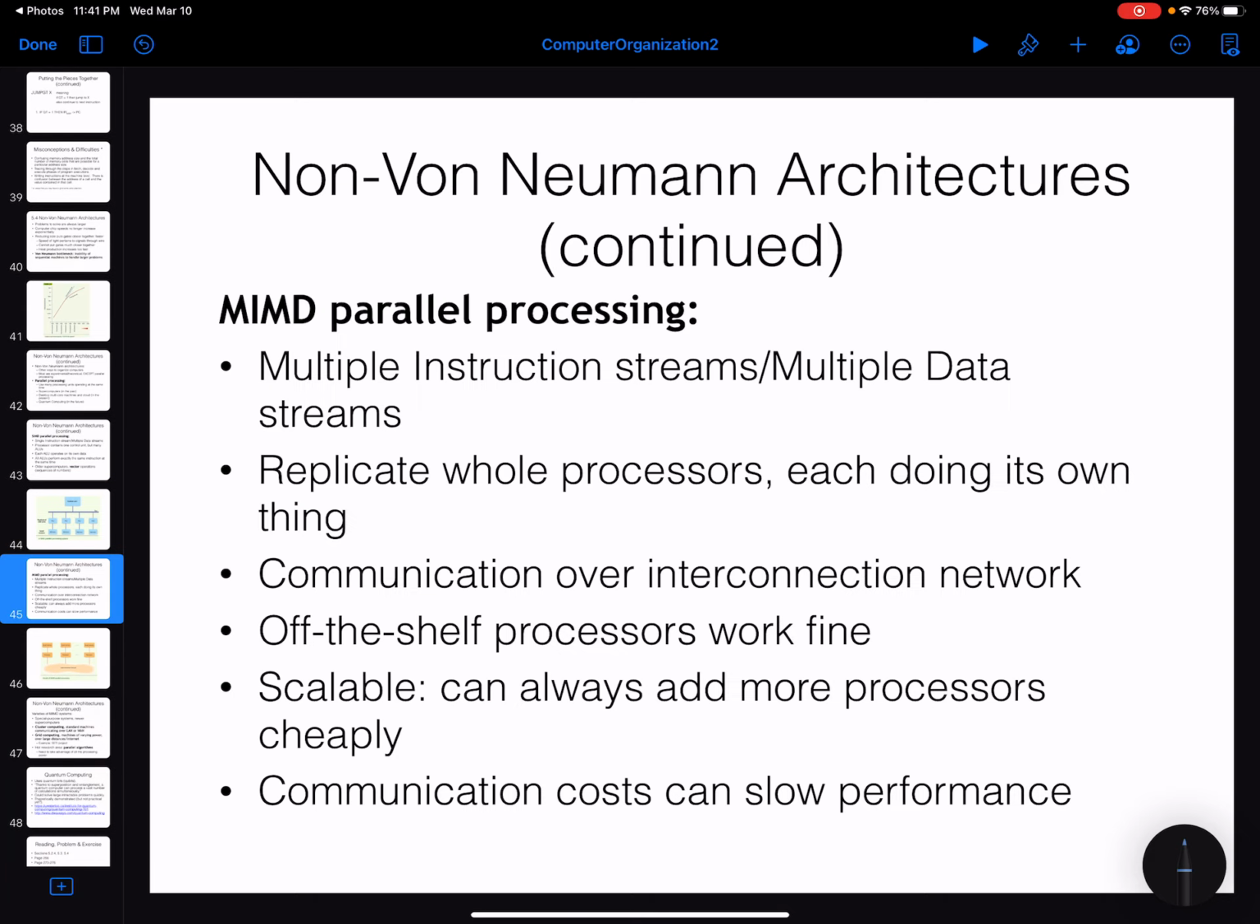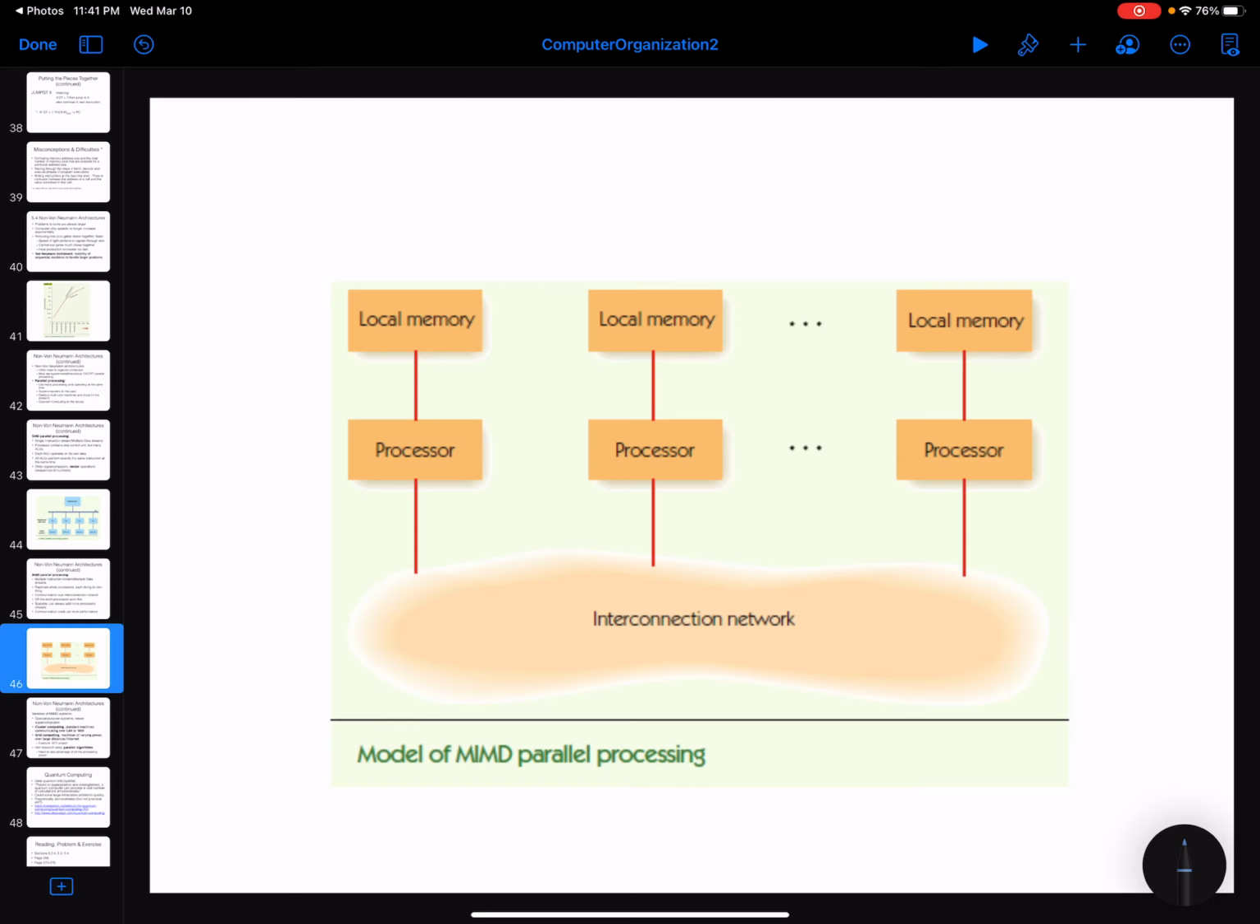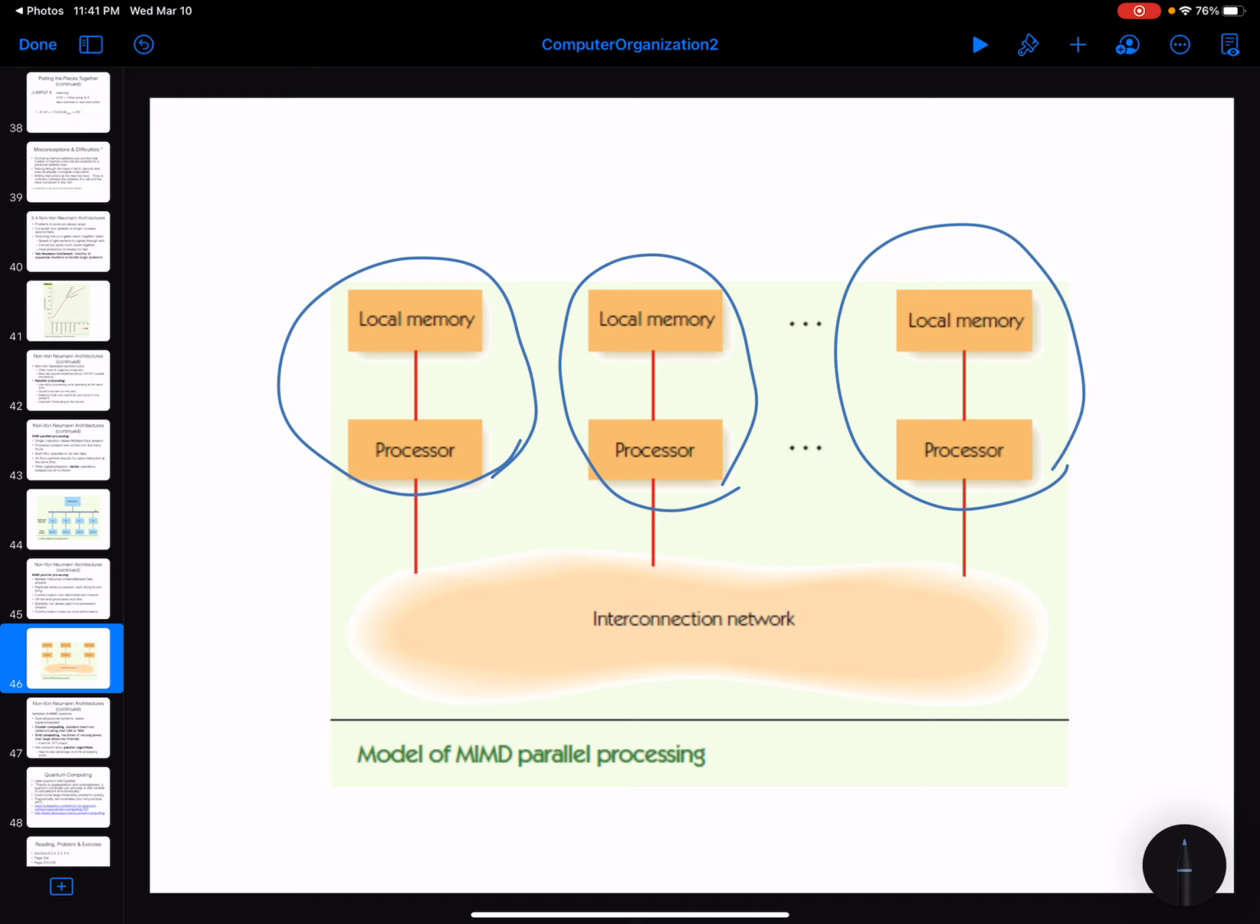That's why another model called MIMD parallel processing was developed. In this model, we have multiple instruction streams and multiple data streams. That basically means that we are going to have multiple units of a full computer system. Each computer is going to have its own control unit and ALU and memory and everything. So it's just like every local memory and processor is going to be connected to the internet. And there isn't a centralized control unit.